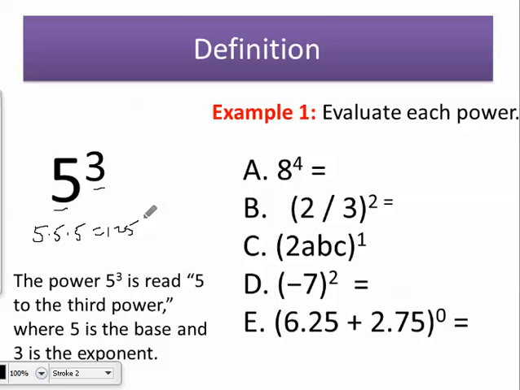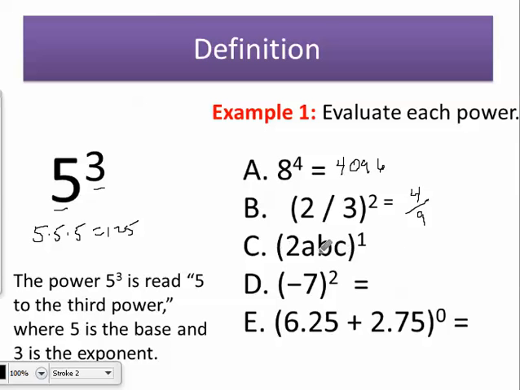Let's try some of them here. 8 raised to the 4th power is 4096. Okay? If I'm raising something like 2/3 to the 2nd power, I'm going to raise the 2 to the 2nd power, which is a 4, and the 3 to the 2nd power, which is a 9. I raise both parts of the fraction to the 2nd power.